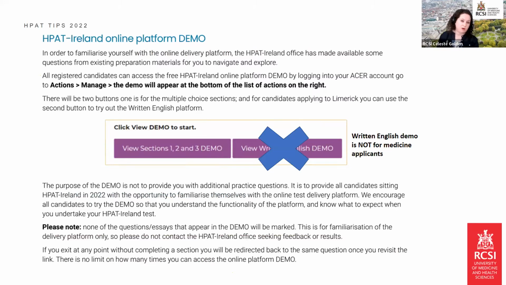You can do the demo as many times as you like. Just be careful when you go into the demo that you choose view sections 1, 2, and 3. This section on the right here, which says view written English demo, that's only for University of Limerick applicants. It's not for students who are applying for medicine in the 5 universities. Okay, so just ignore that section. That's why I put an X through it, and don't be confused by it.